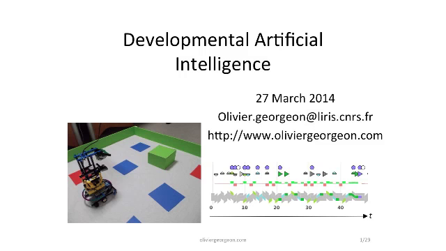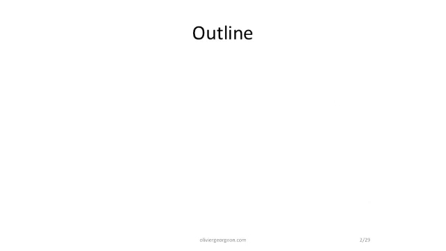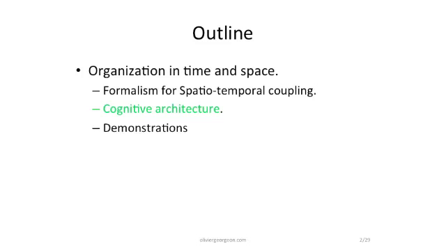Well, welcome again on the road towards developmental artificial intelligence. The outline today will be about organization of behavior in time and space. So far, we have mostly spoken about organization of behavior in time, but as I introduced last week, if we want to implement more sophisticated agents that interact with the real world, it is not only about learning regularities in time, but also regularities in space.